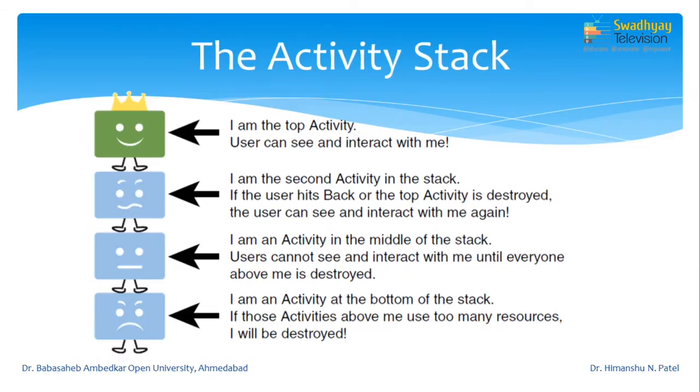Here on the screen you can see 4 activities. The top activity is what the user can see and interact with. Next is the second activity. Suppose the first activity goes into the background, then the second activity comes into the foreground and the user can see this activity. The third activity can only be seen if 2 activities go into the background. So, at a time there is only one activity on the top of the stack, and the user can only see and interact with this activity.